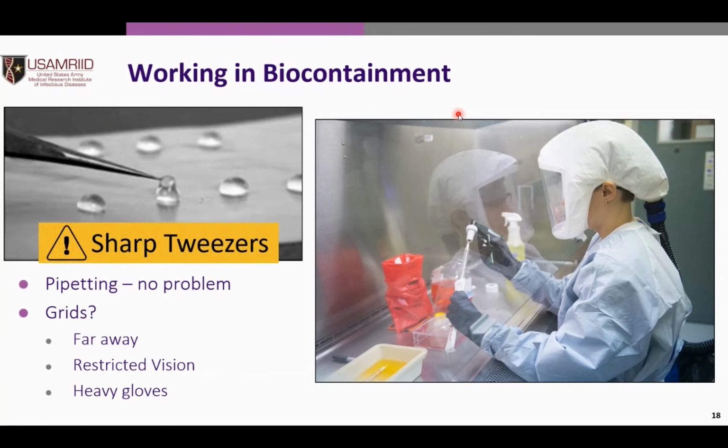And then lastly, we usually try to minimize the use of sharps as much as we can in BSL-3 and BSL-4. And since the tweezers that we use to handle grids are quite sharp on the end, that was a tool that we were interested in trying to minimize the use of inside biocontainment.